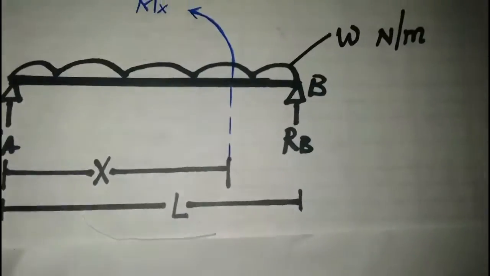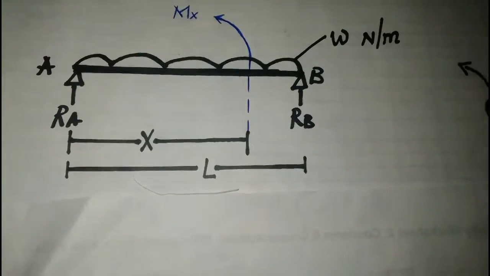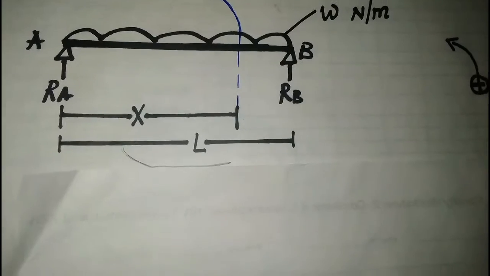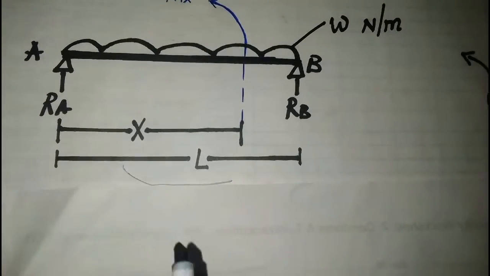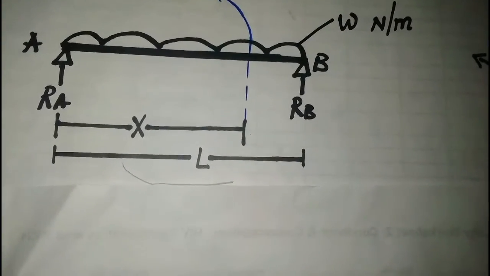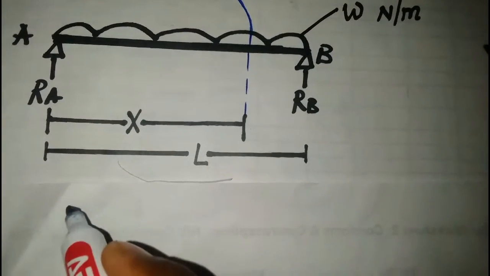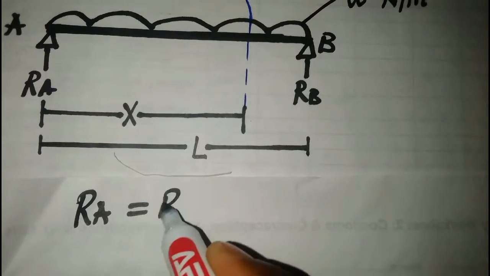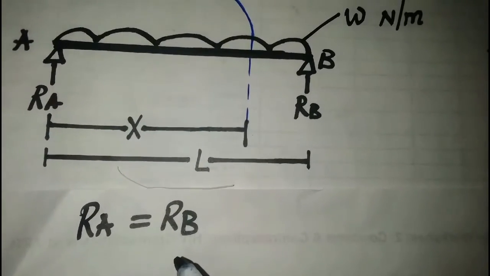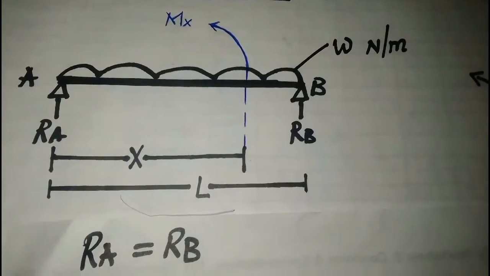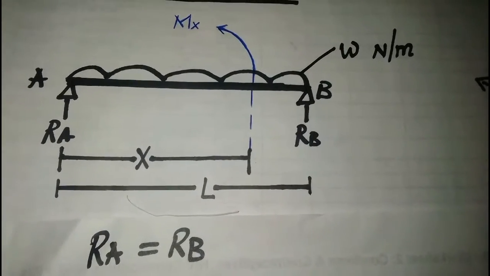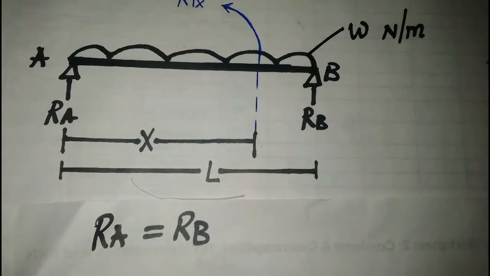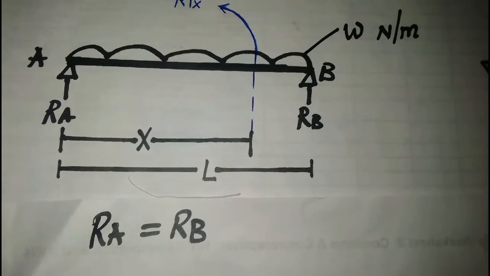So as you can see from this diagram, taking the loads and directions from point A to B, the reaction at A will be equal to the reaction at B since the load is uniformly distributed. We also know that upward forces will be equal to downward forces. So for upward forces, we have the reaction at A and the reaction at B.